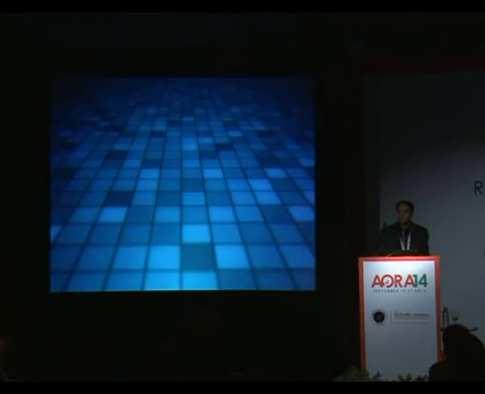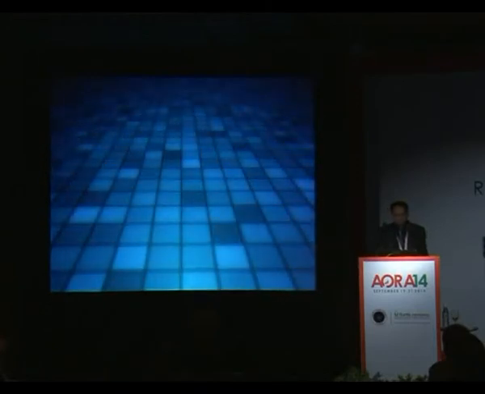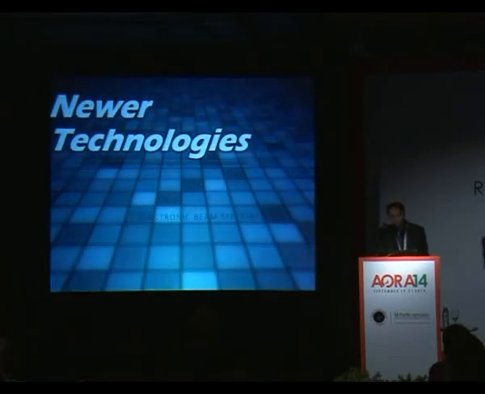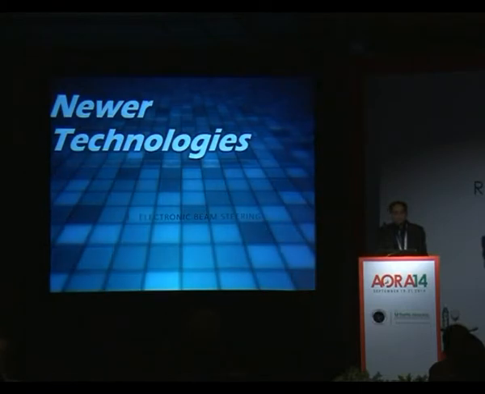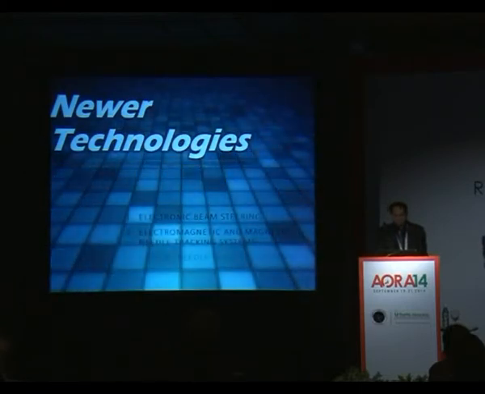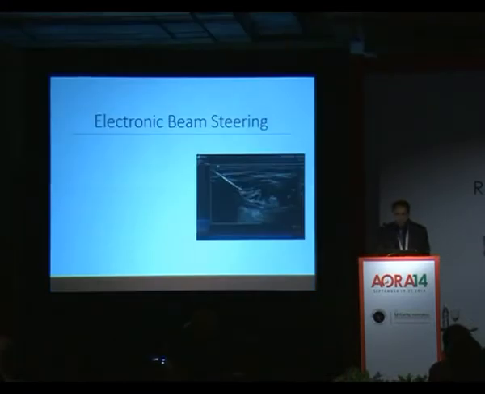We're looking at certain concepts. Some of these machines are not available. Some of them are already available commercially. So we're looking at newer technologies and 3 concepts actually. The electronic beam steering, electromagnetic and magnetic tracking systems, and optical needle tracking systems. So this electronic beam steering, the first one. This is commercially available. Many of you may actually have it already on your machine.